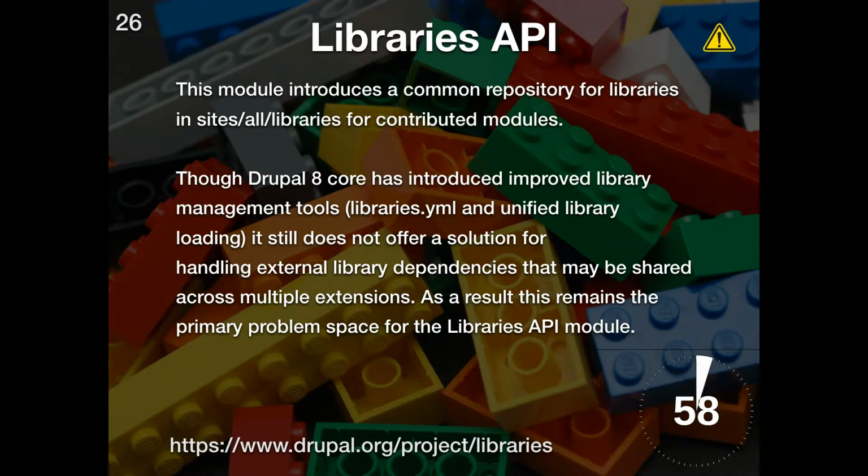Libraries API. This is Alpha 1. There is a little bit better support in core for third-party libraries. Mostly this has to do with things like JavaScript libraries. So if there's like a CKEditor plugin or something, or a weird JavaScript thing that you need for a particular module, Libraries helps manage bringing those JavaScripts into your site.